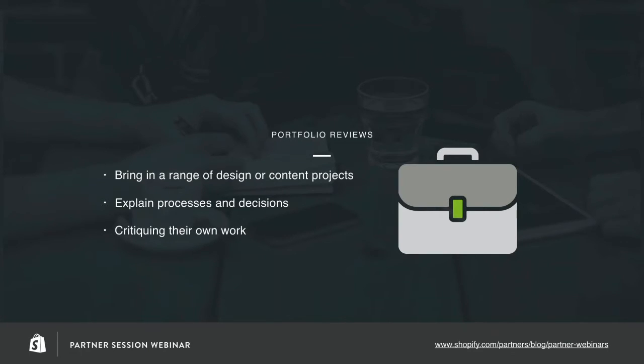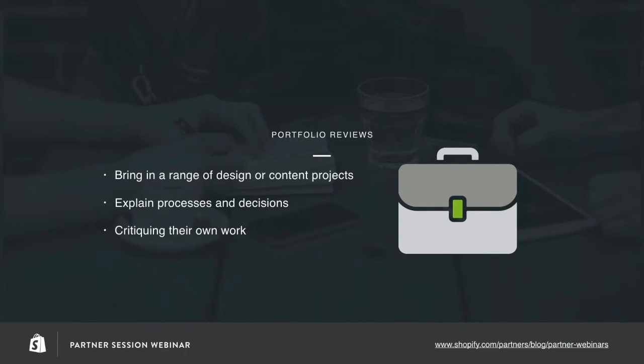You can also do this for content projects. I've experimented with this in the last year. Bring in some of your written work, whether it be published on a blog or in a magazine or newspaper, or something that you've just written, or give them an activity to write up a blog skeleton or some sort of content project, and then bring it in and discuss it during the interview.